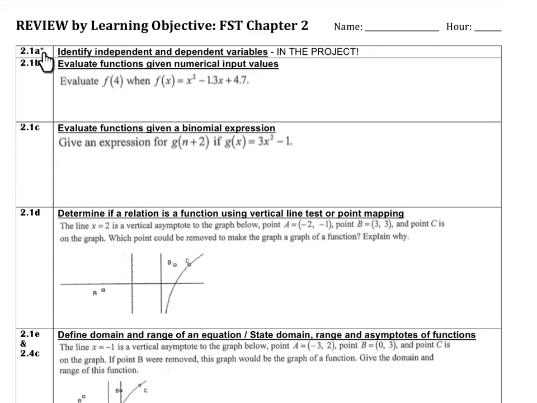Learning Objective 2.1a of identifying independent and dependent variables will be addressed in the project, not the test. 2.1b, which is evaluate functions given numerical input values, will be on the exam.